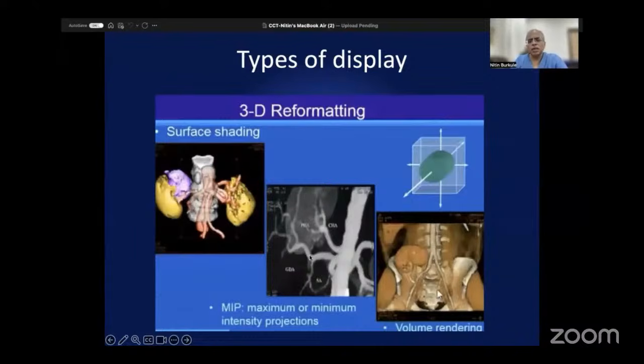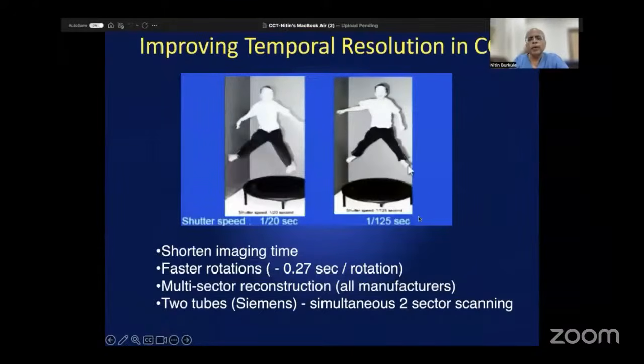So generally the one which is utilized for cardiac CT or in the TAVR protocol will be the MIP, and obviously the volume rendering. Now, how do we improve the temporal resolution? So, what is temporal resolution? It is that you should have as narrow an imaging window as possible in the time domain, so that you can catch the snapshot of the coronary without any motion artifact.